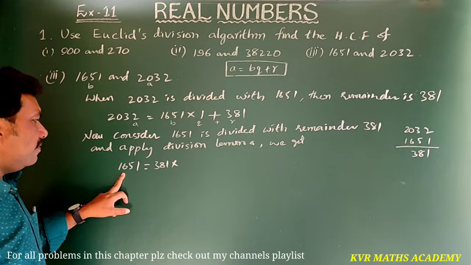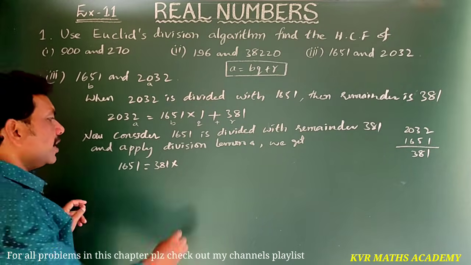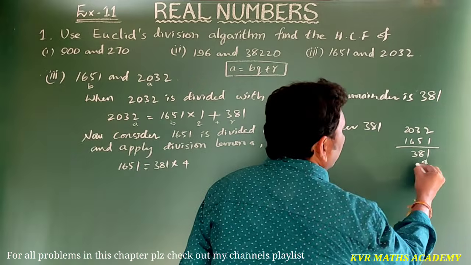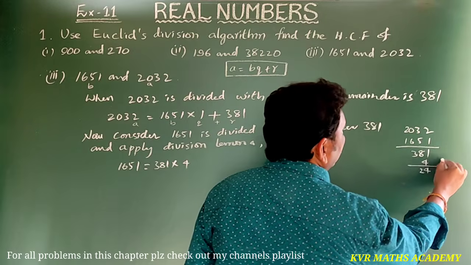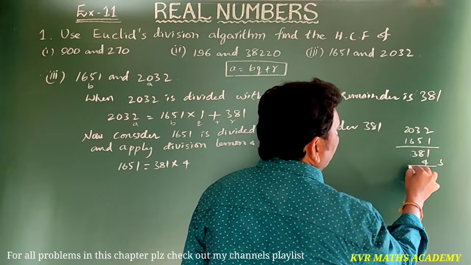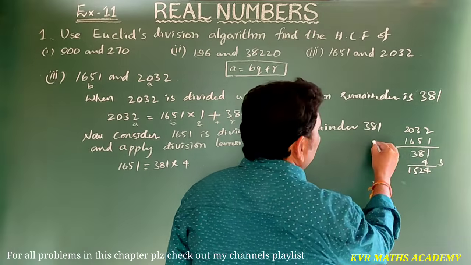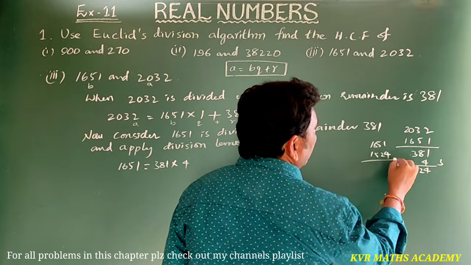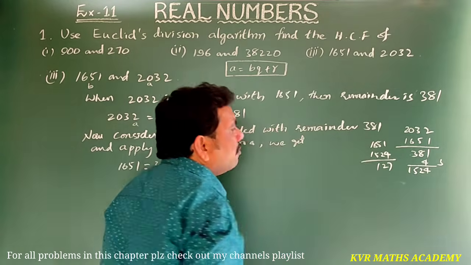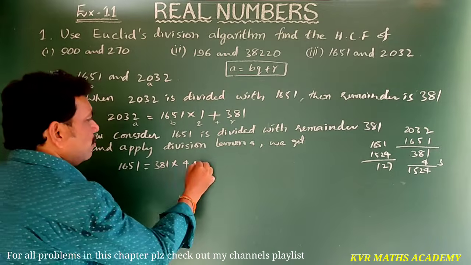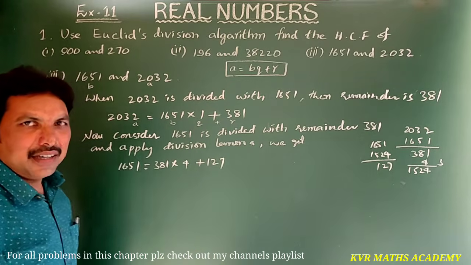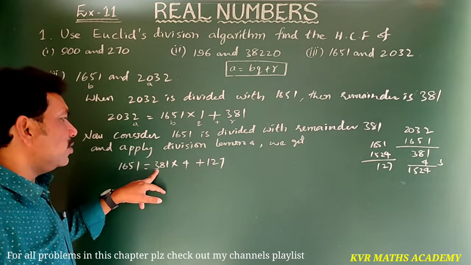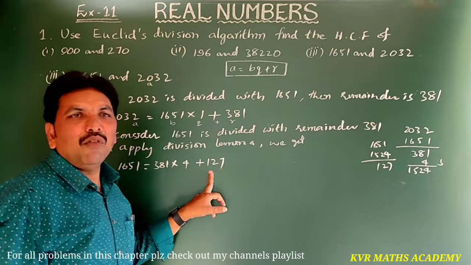3 5s are 15. It may exceed, 4 times. Yes, 4 times how much? See, 381 4s are how much? 4 1s are 4, 4 8s are 32, 4 3s are 12, 1524. So 1651 minus 1524 is 127. 127 is the remainder. Understood clearly? Yes, here 1651 is equal to 381 into 4 plus 127.